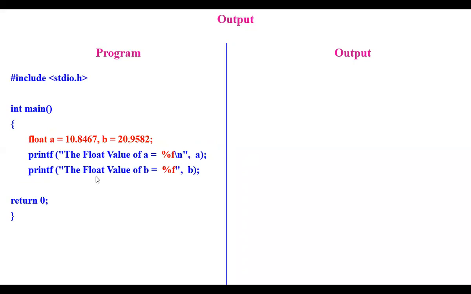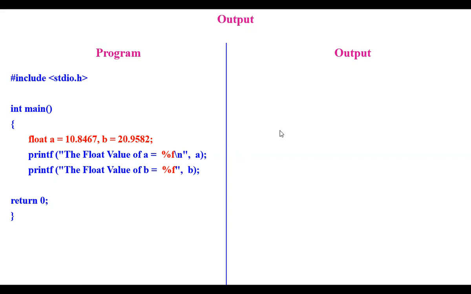Now, suppose I have taken a float. A value is this much, 10.8467. B is 20.9582. So we have taken two values, and here I am going to display the float value of A here. %f I am using here also. For B, %f. So A and B values I want to display here.